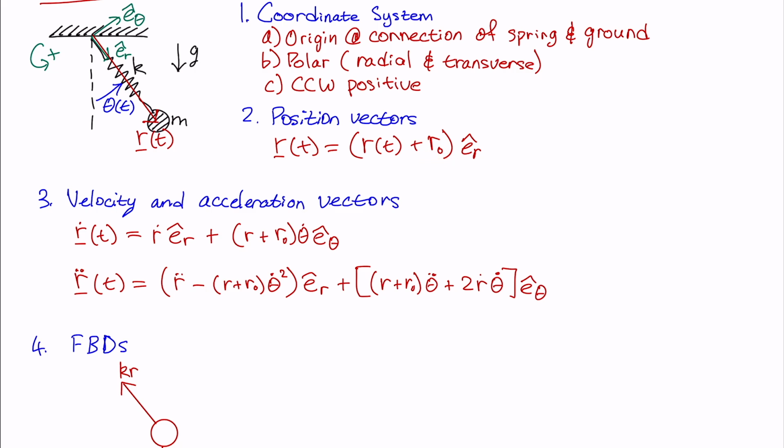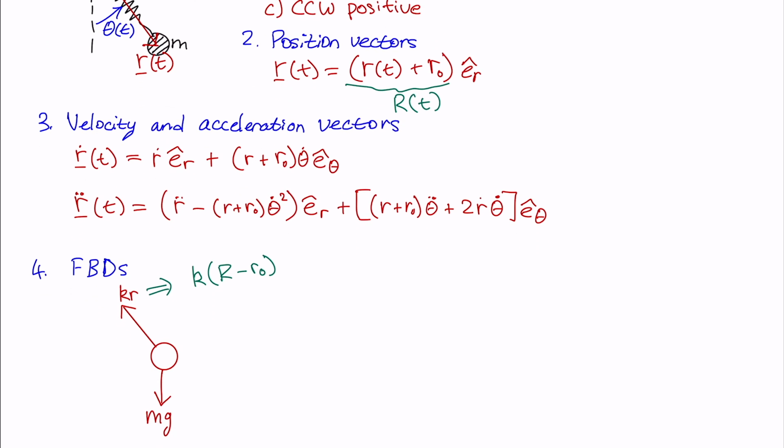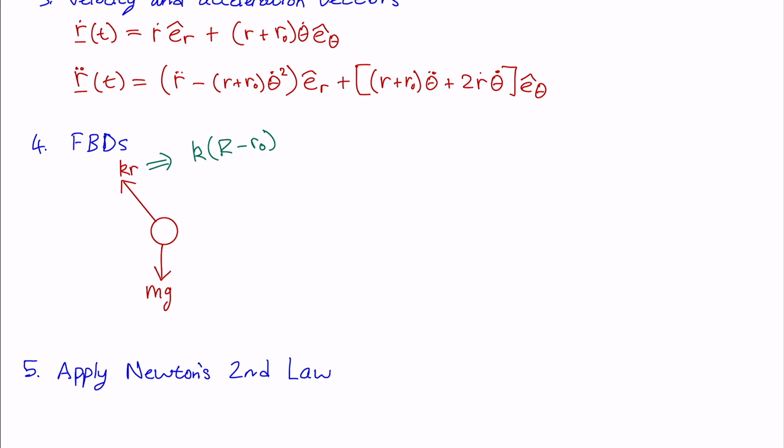Now you could, if you wanted, say that this is big R of t, and then do the kinematics using big R(t). There's nothing wrong with that. But then when it comes to the force, you would have to write k times big R minus the unstretched length, because it's only the stretch in the spring, or the change in the length, that gives us this force. So you can do either of these. It's fine, you just have to account for it. We're going to stick with little r because that's what we started with.